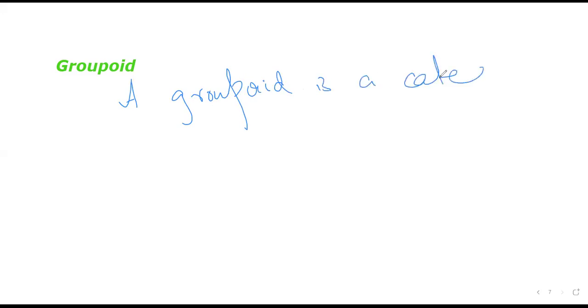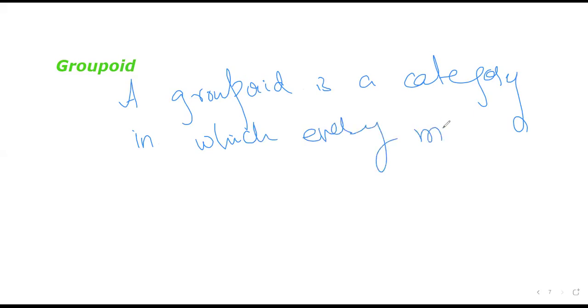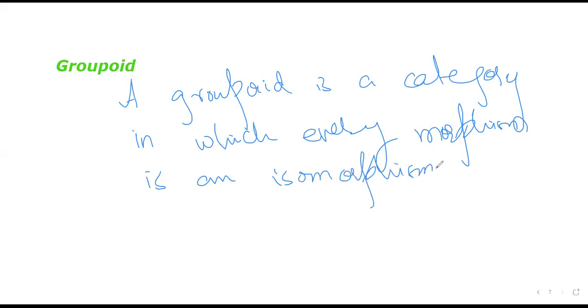A groupoid is a category. Okay, a groupoid is a category in which every morphism is an isomorphism. What are the examples?